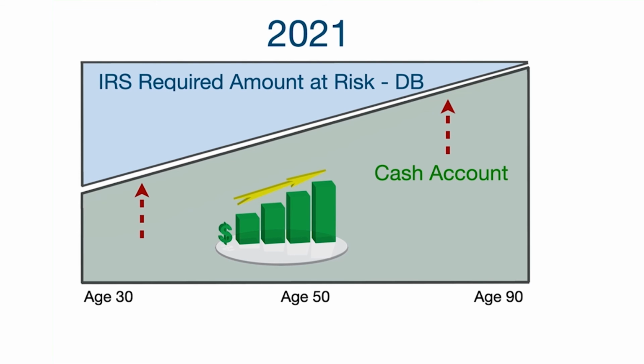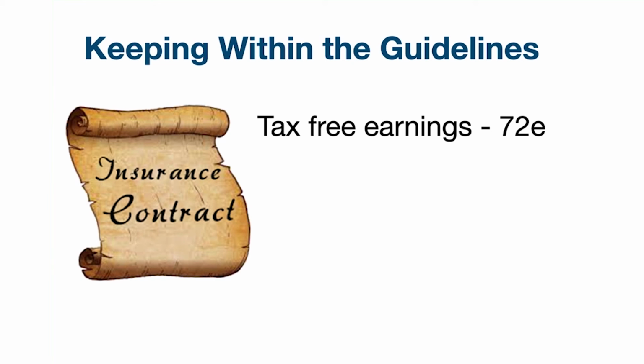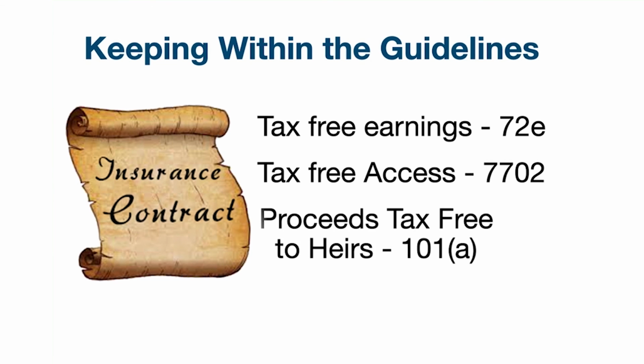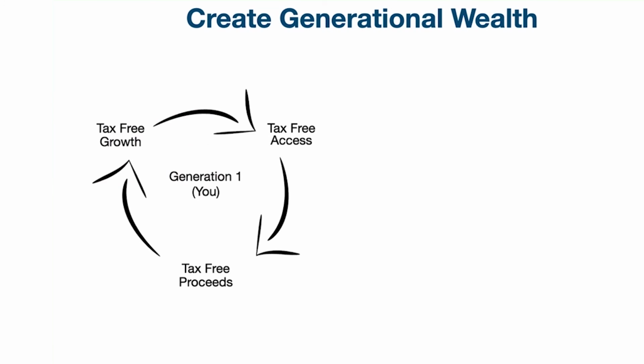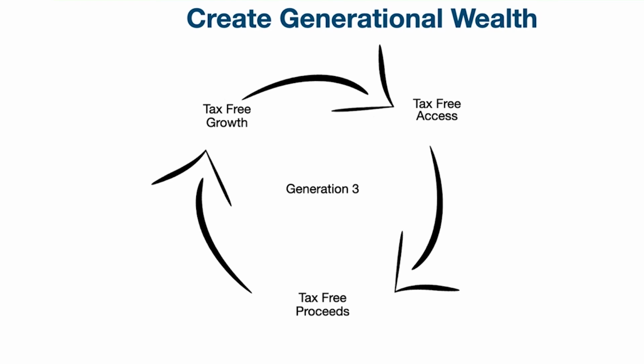It is important to stay within the guidelines, so earnings within the contract will accumulate tax-free, which is tax code 72E. You can access the funds tax-free through policy loans. This is tax code 7702, and proceeds have always been income tax-free to beneficiaries, tax code 101A. If you follow the funding guidelines, you can create a liquid asset that continues to grow for each generation free of income tax. Some call this a private family bank, and there are many names for this strategy.